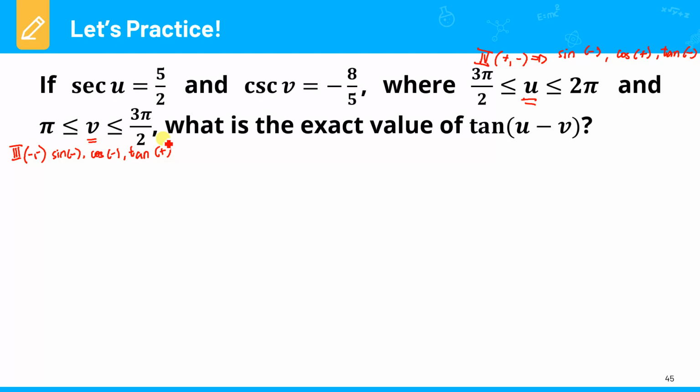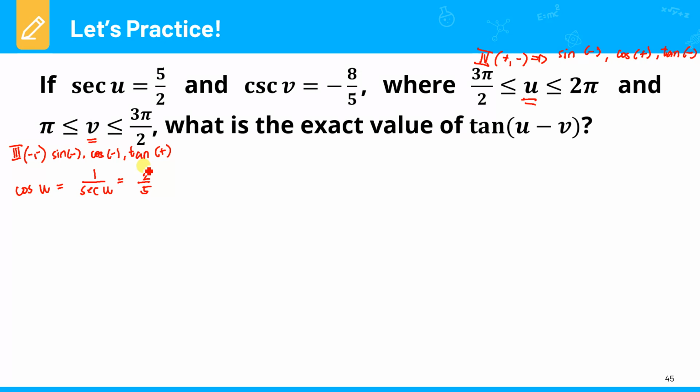Okay. Now, let's look into our values. You have secant u. Now, take note that cosine u is equal to 1 over secant u. So it means that this is 2 over 5. So our cosine u is equal to 2 over 5.